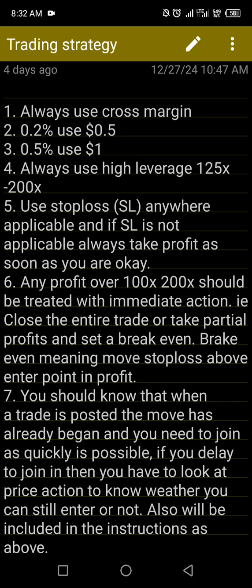Number 7 just says that whenever we post a signal, sometimes the trade has already begun, so you should quickly join. If not, check for price action. Now let's go and put this into practicals.